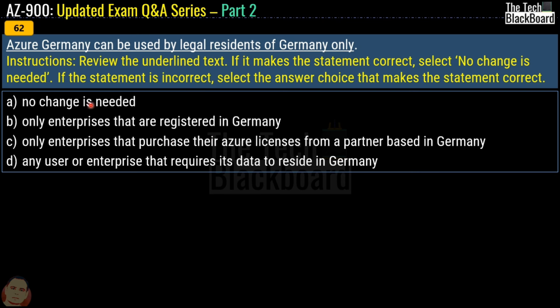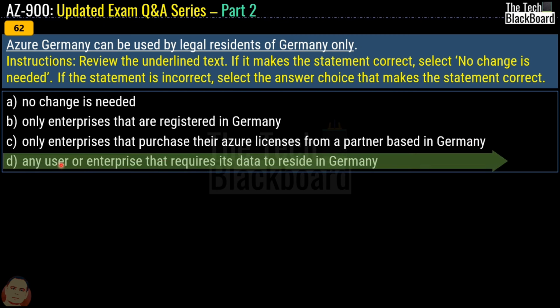So the options given are: no change needed. The second option is only enterprises that are registered in Germany. The third option is only enterprises that purchase their Azure licenses from a partner based in Germany. And the last option is any user or enterprise that requires its data to reside in Germany. And the correct answer obviously is option D.